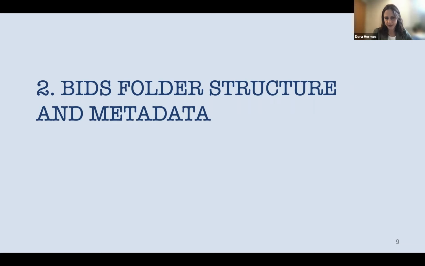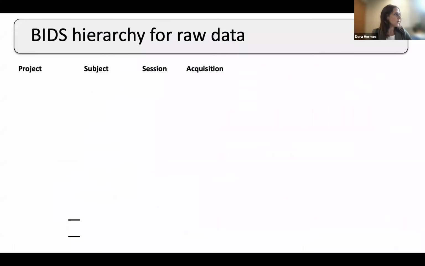So let me show you what it kind of looks like if you have your data stored in BIDS. And so the BIDS hierarchy for raw data. And I talk here about raw data because BIDS is supposed to store raw data rather than source data. Source data are the data that you get right off the device, such as a DICOM file, for example. But raw data are the data that you really work with in order to do your analyses.